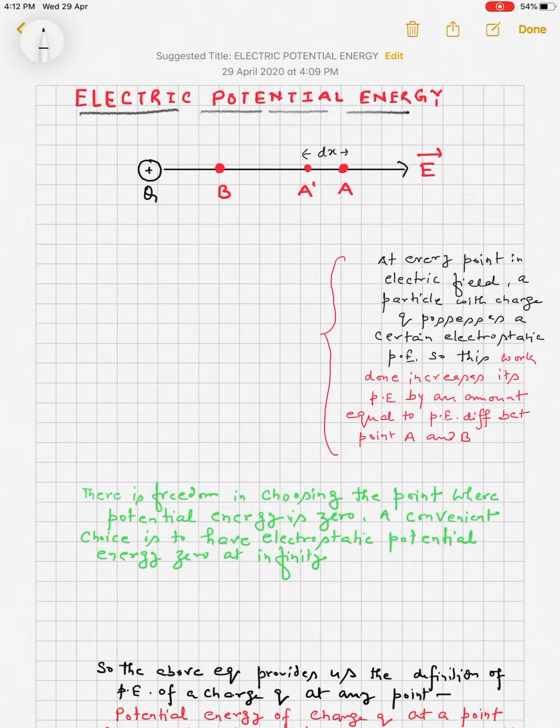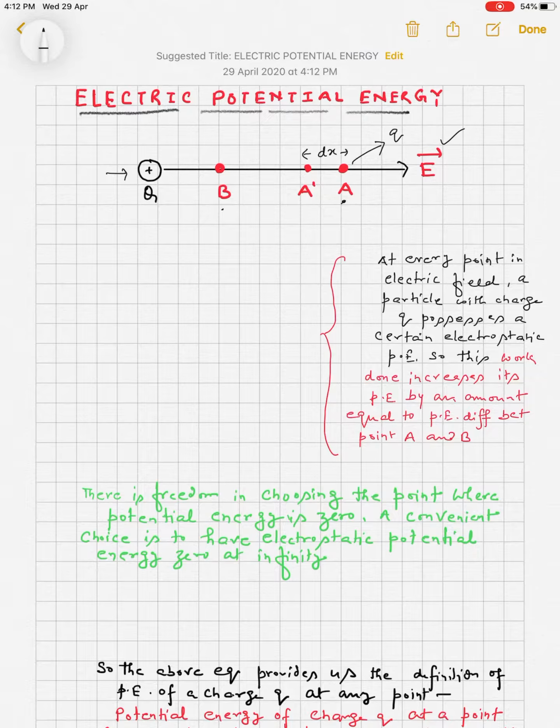Electric potential energy. Today's topic is electric potential energy. Suppose here is a charge plus Q, that is a source charge, and this charge produces an electric field E. Now in this electric field I am considering two points, point A and point B. Suppose a charge Q naught, or Q, is placed at A.